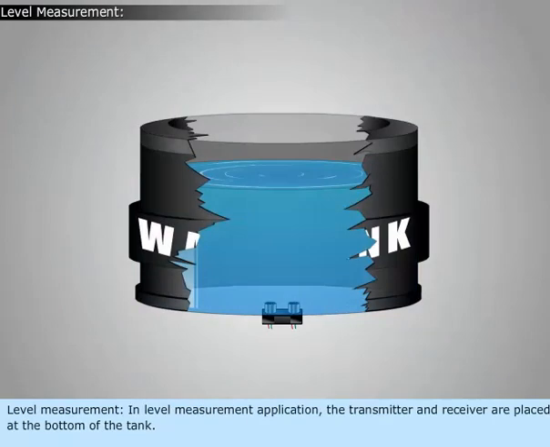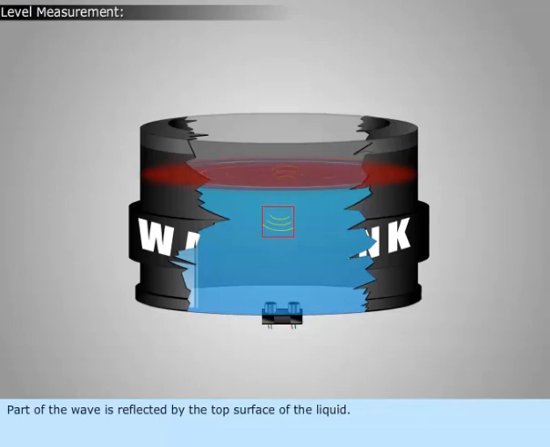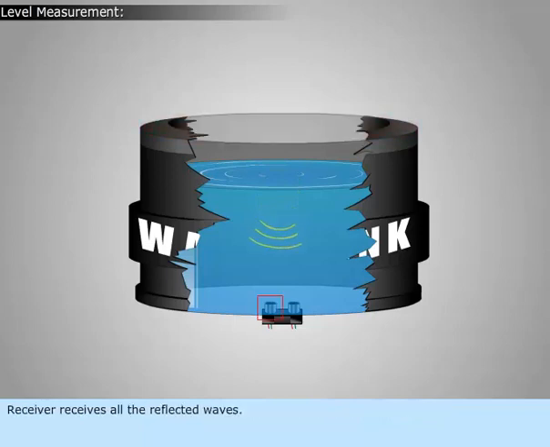Level measurement. In level measurement application, the transmitter and receiver are placed at the bottom of the tank. The transmitter transmits a pulse of ultrasonic wave through the liquid medium. Part of the wave is reflected by the top surface of the liquid. Part of the wave penetrates through air and is reflected by the top of the tank. Receiver receives all the reflected waves.